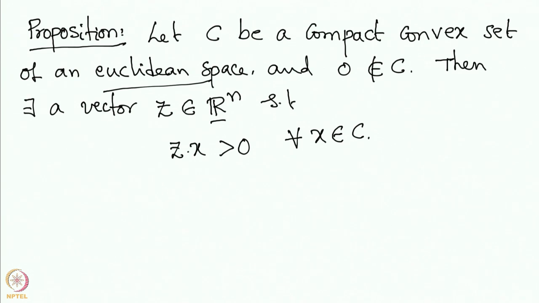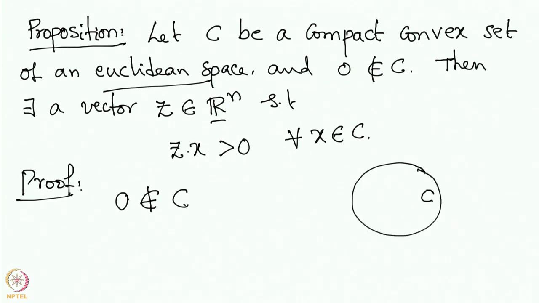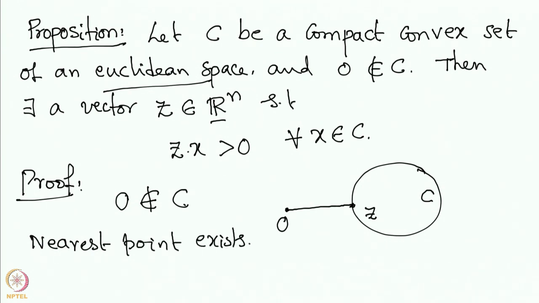Now let us go through the proof of this fact. Origin is not in C. So let us say C is something like this, this is the origin. Therefore there will be a point which is the nearest. Let me call this point Z. Such a nearest point always exists. This can be taken as an exercise.